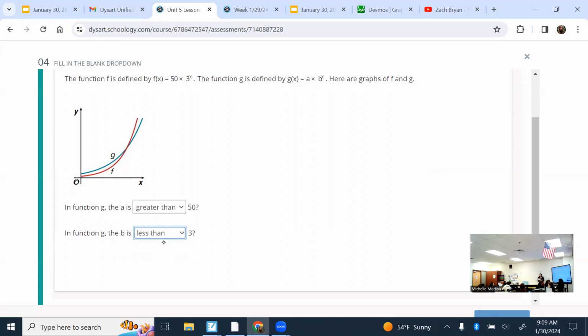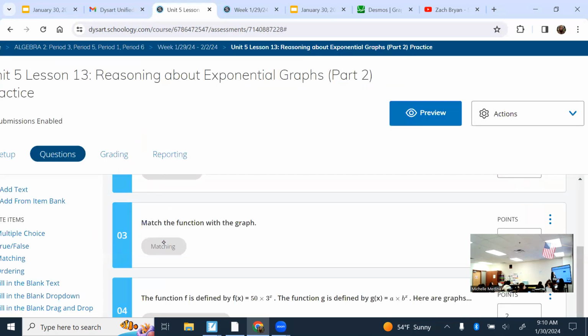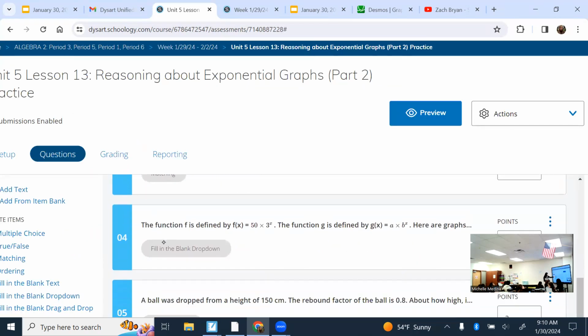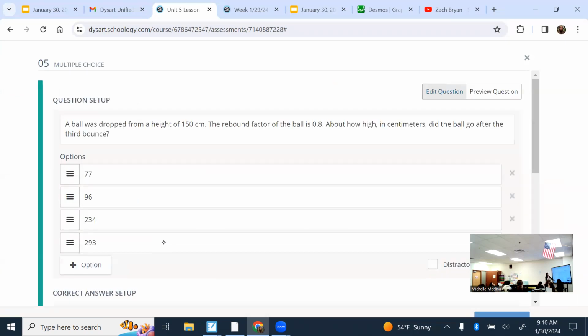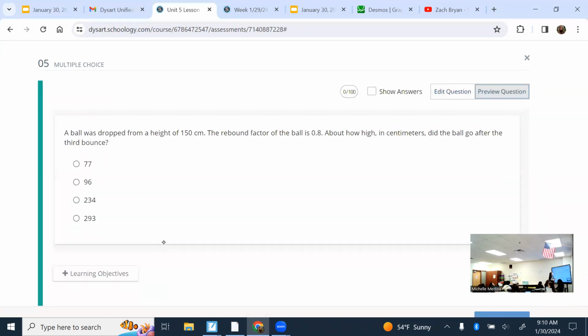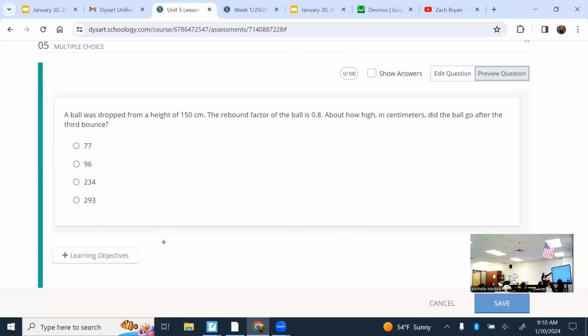Any other questions from any unit 5 stuff, Rita? 5 on lesson 13. The one about a ball was dropped? Okay. A ball was dropped from a height of 150 centimeters. The rebound factor of the ball is 0.8. About how high in centimeters did the ball go after the third bounce?